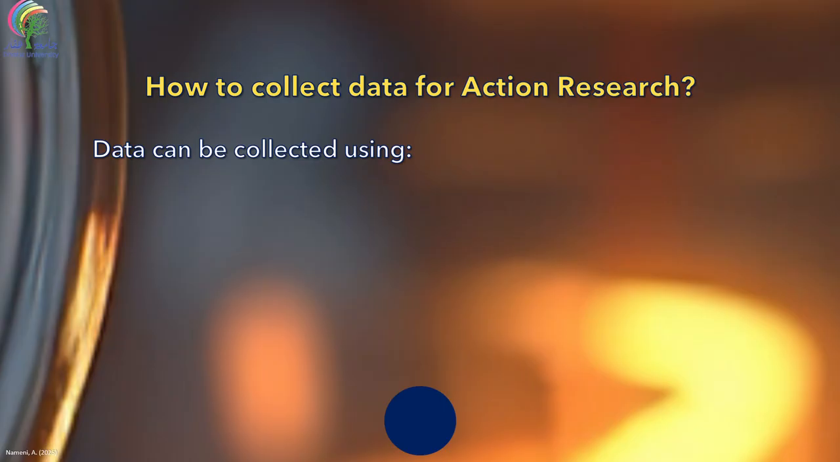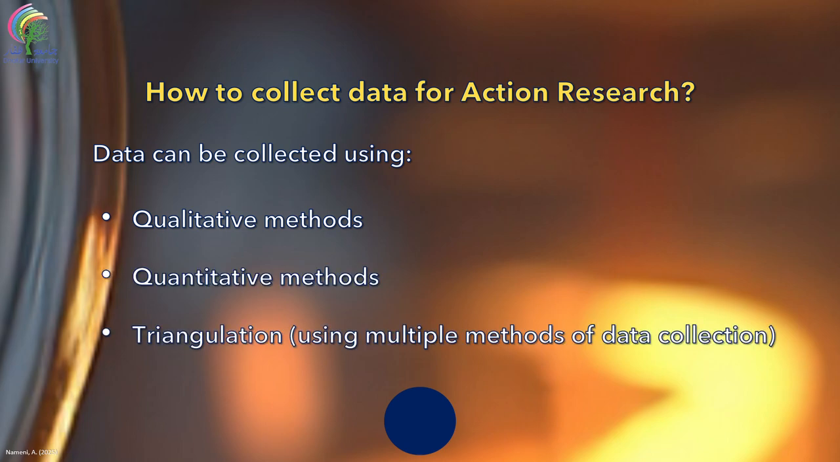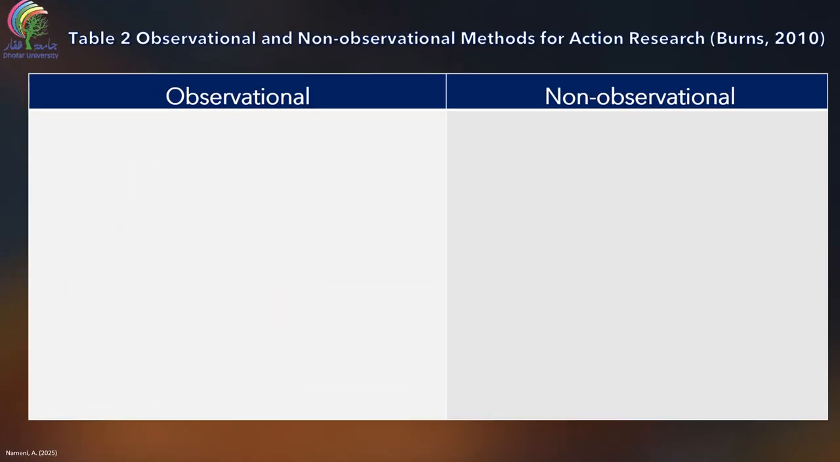How to collect data for action research. Different kinds of data collection can be used in action research. While qualitative methods remain central in data collection, action research can benefit from quantitative methodological approaches in triangulation, which is using multiple methods of data collection. Burns categorizes the methods as observational and non-observational in Table 2.